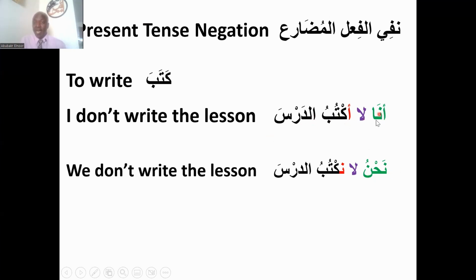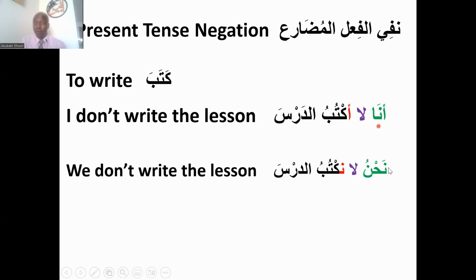نحن, because أنا is I am or I. نحن لا نكتب الدرس. So we do not write the lesson. So نحن, I only inserted la between نحن and the verb conjugated in the present tense. See, نكتب, that's the verb conjugated in the present tense. What you do is you just use لا نكتب, and you insert la between the personal pronouns and the verb. You put it in between.